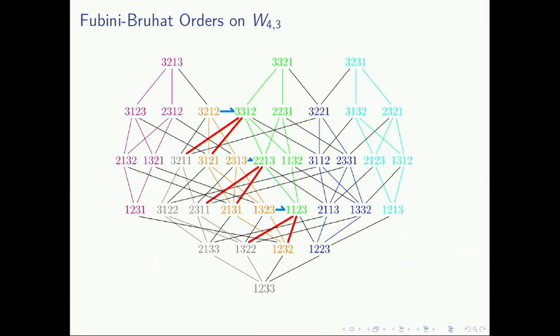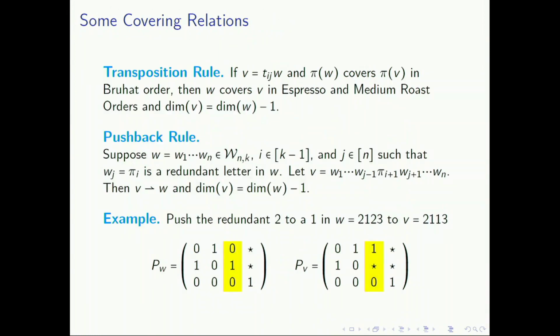So the colors are supposed to indicate something. There are 6 copies of the Bruhat order for S3 sitting there, right? So 36 elements, but because we're seeing lots of little S3s, you have to figure out what that is coming from. Okay, we do understand this. It comes from the transposition rule plus one other rule that we know about.